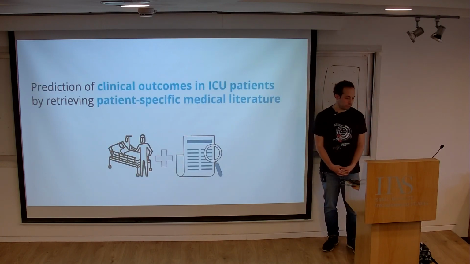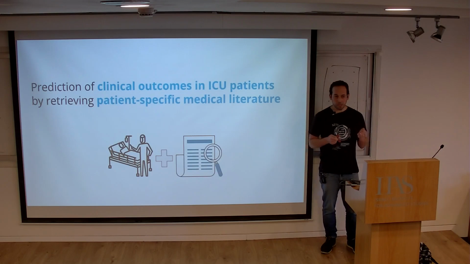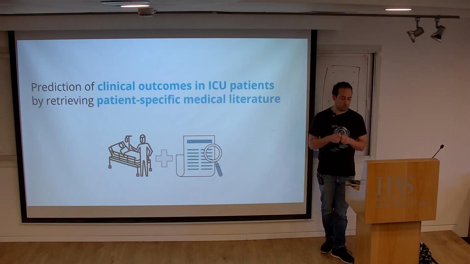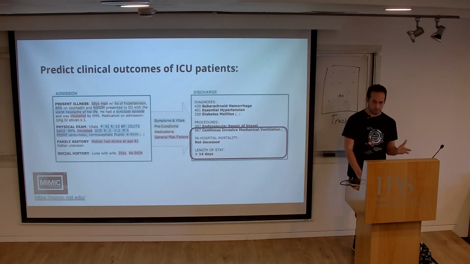I'll first discuss prediction of clinical outcomes in ICU patients by retrieving patient-specific medical literature. For each patient, we're going to find the relevant literature in PubMed, and then use that knowledge from PubMed combined with the internal hospital data to improve predictions. Specifically, we use the MIMIC dataset, which I'm sure most, if not all of you, have heard of.